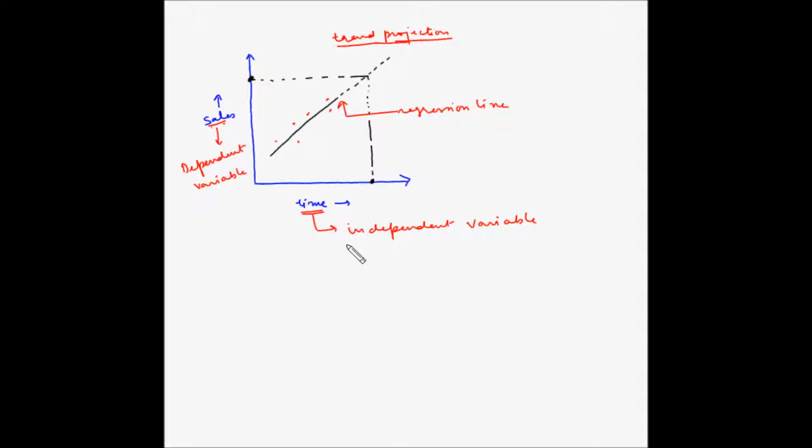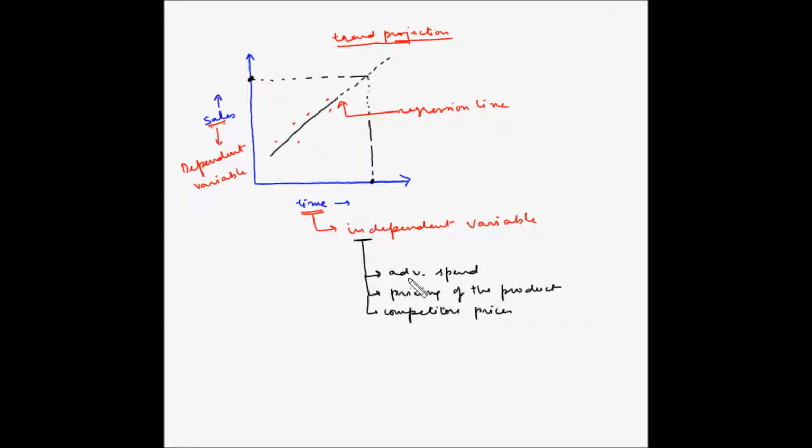Now in the causal relationship forecasting, the independent variables can be factors like advertising spend, pricing of the product, competitors' prices, and so on. And these factors have an impact on the dependent variable like sales of the product.